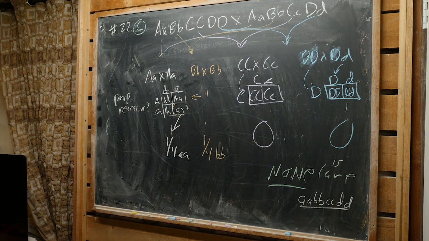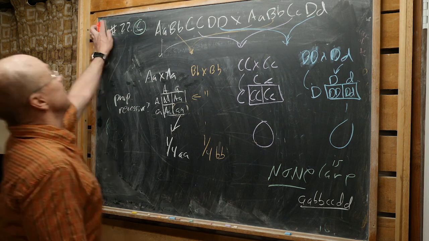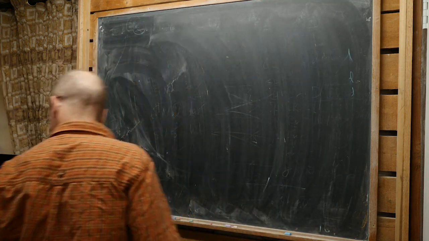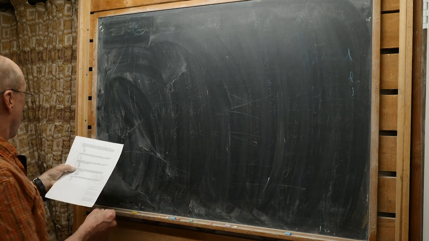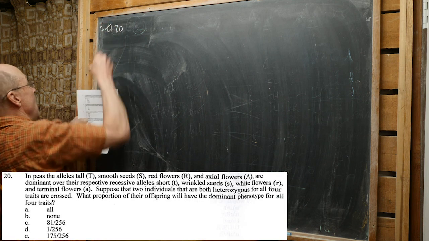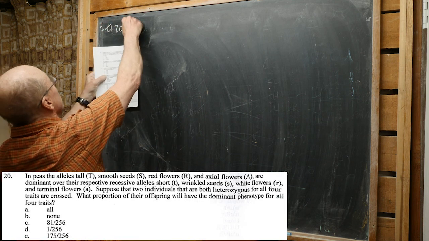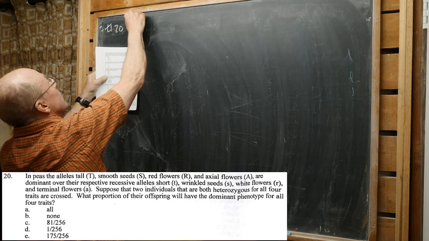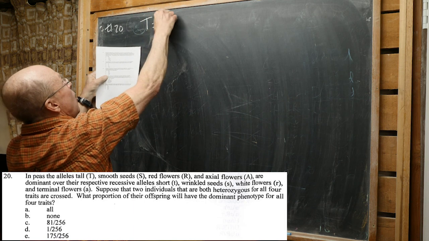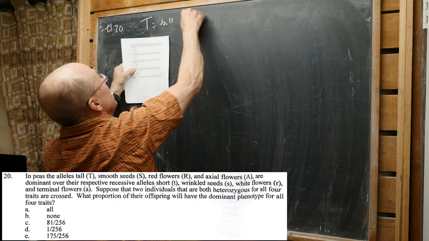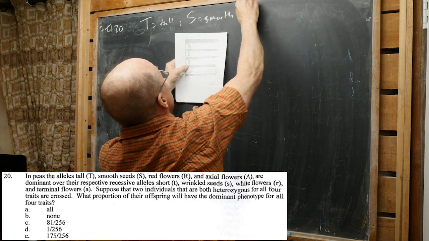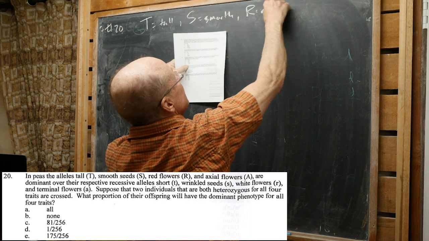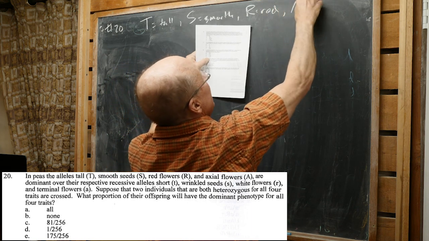So here comes number 20. All right. So for number 20, lots of info to put at the top. So we're in garden peas. So we have big T equals tall. We have big S equals smooth. We have big R equals red. That's flowers, that is. And A equals axial.